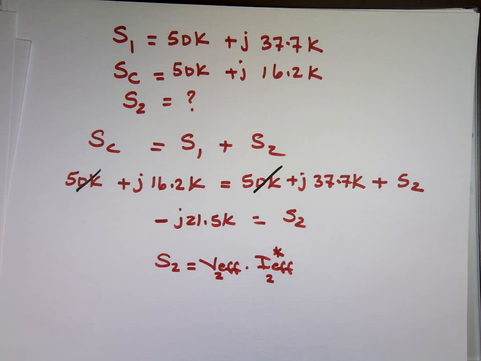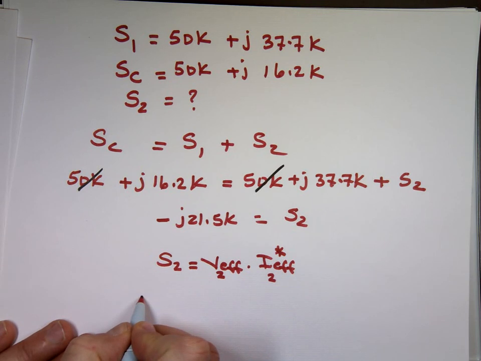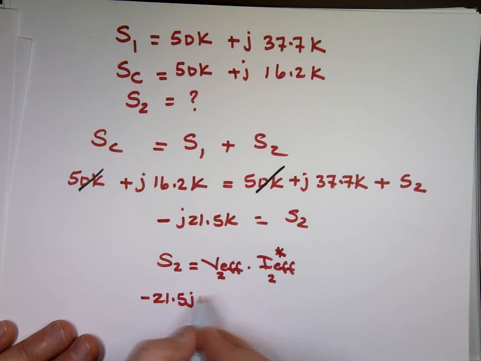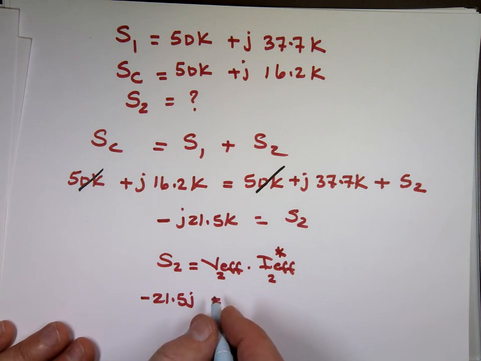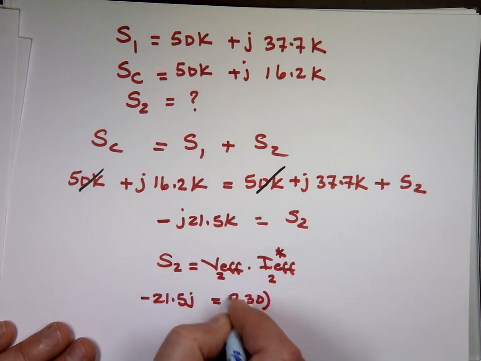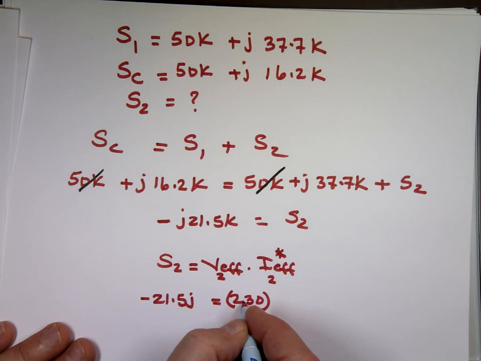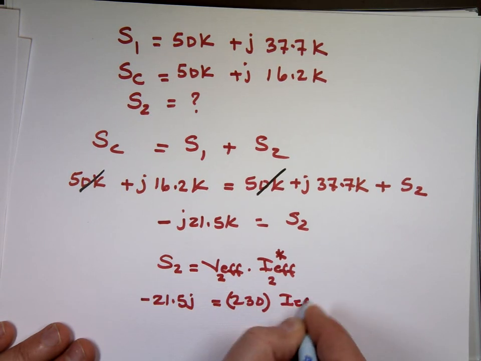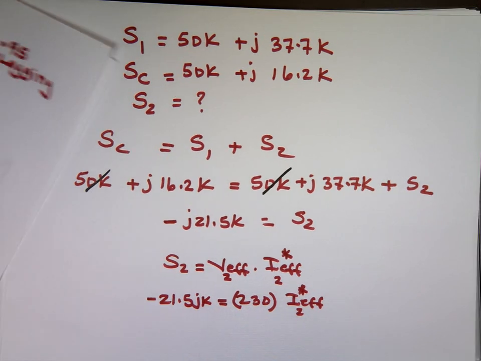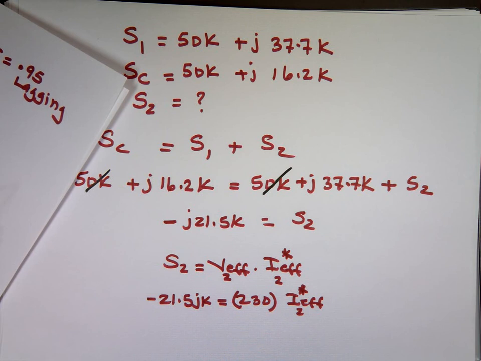What was the, no, what's a different problem? Was it 230? So a negative, I'll take the magnitude of that in a minute there. Equals what? V effective, which is 230, times I effective conjugate. That's a K, I forgot the K here. So let's take that number, make it 21.5K, that's 21,500 divided by what, 230?